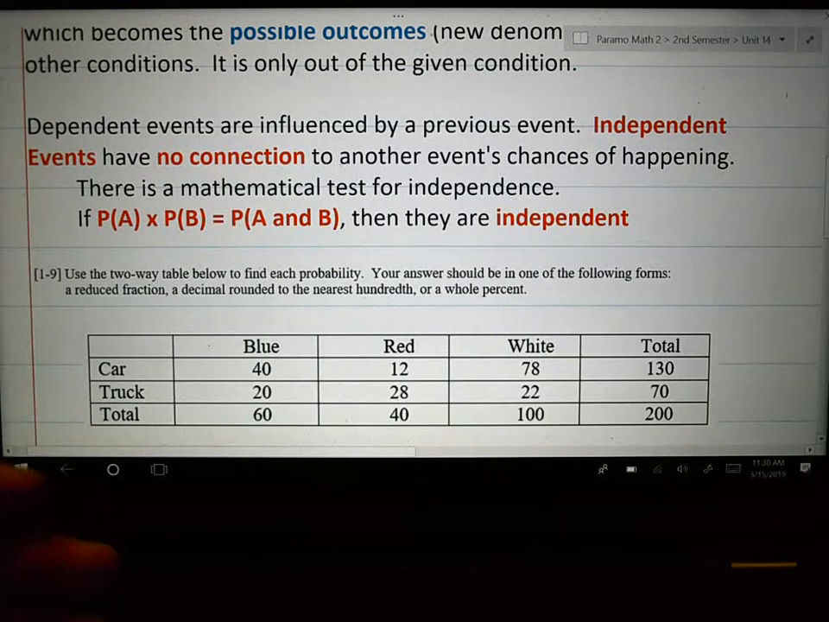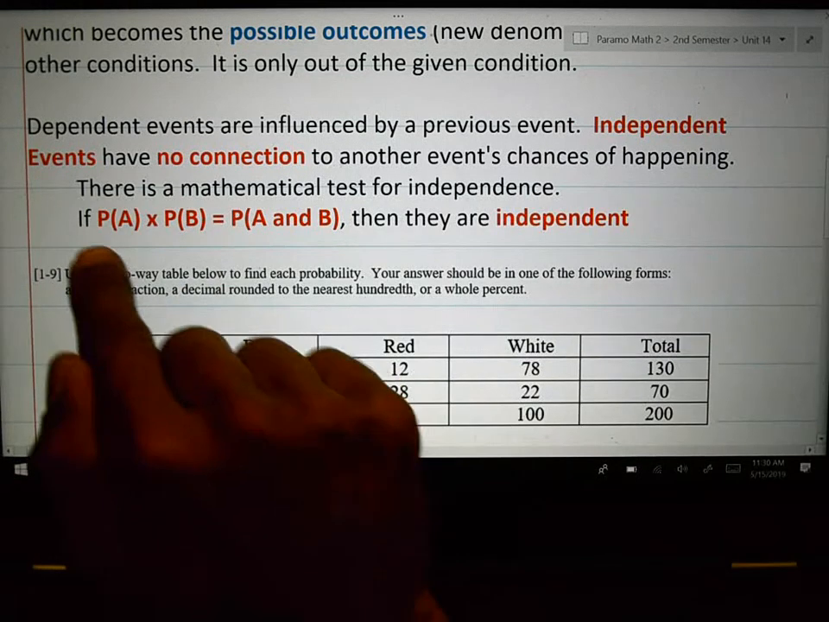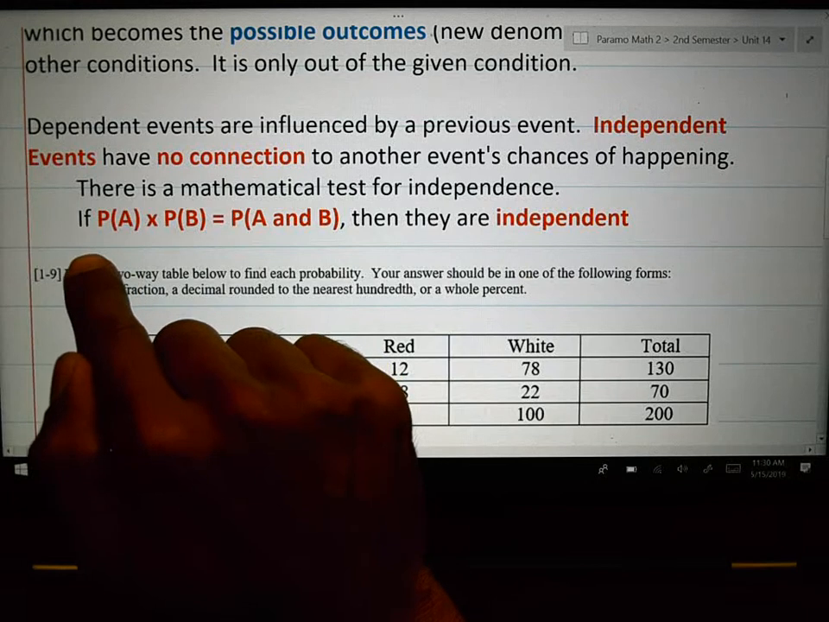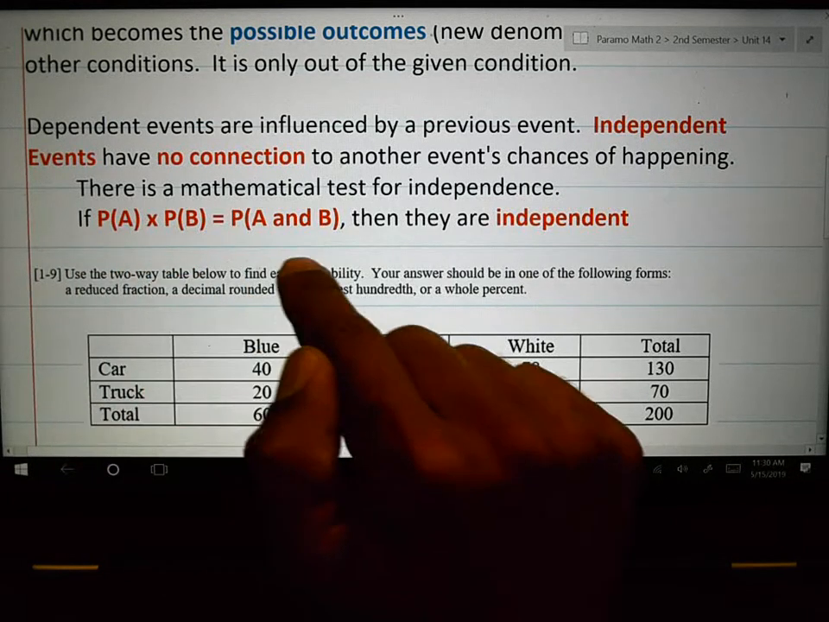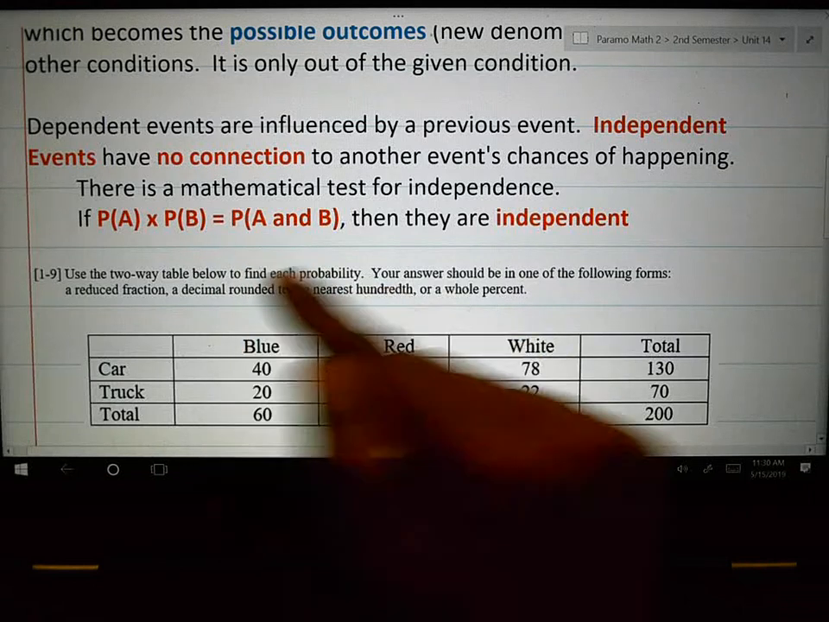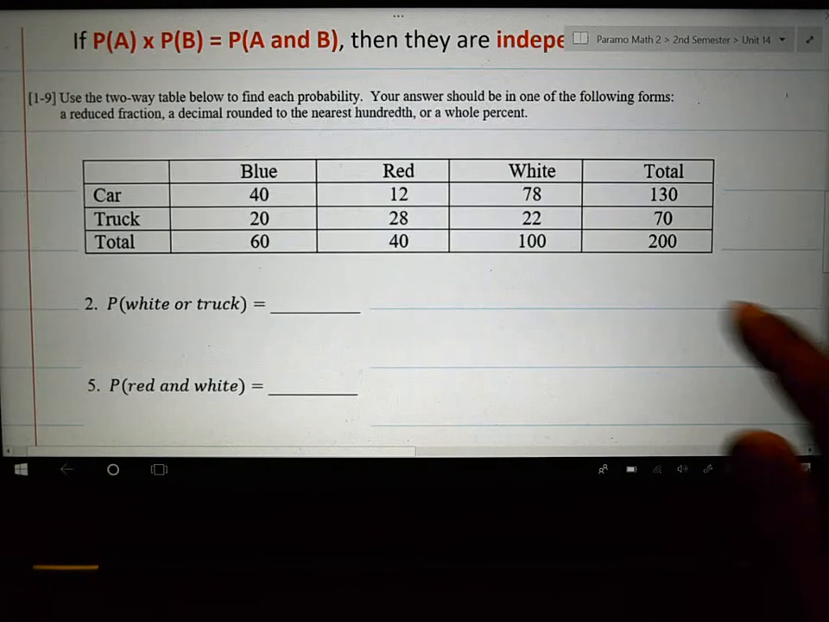Dependent means that it gets influenced by something that happened before it. Now, if we don't know, there is a way to test it, and we'll do that today. If the probability of event A multiplied by the probability of event B is equal to the probability of both of them, then they're independent of each other. We're going to have to test that on 2 of our questions in the worksheet. So let's do some examples.